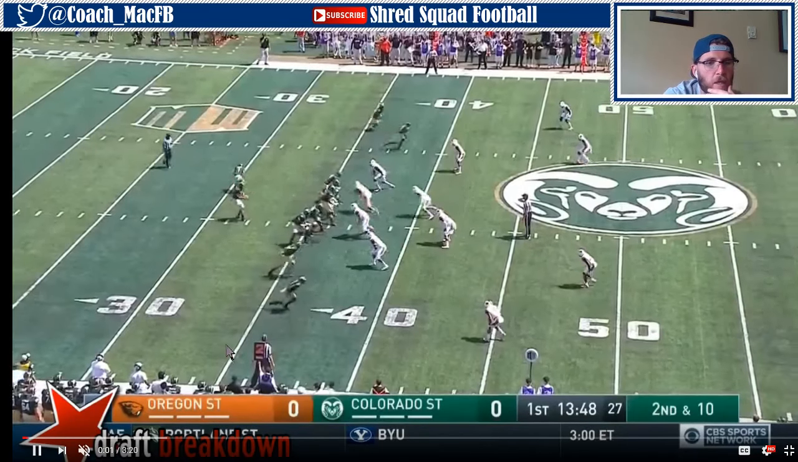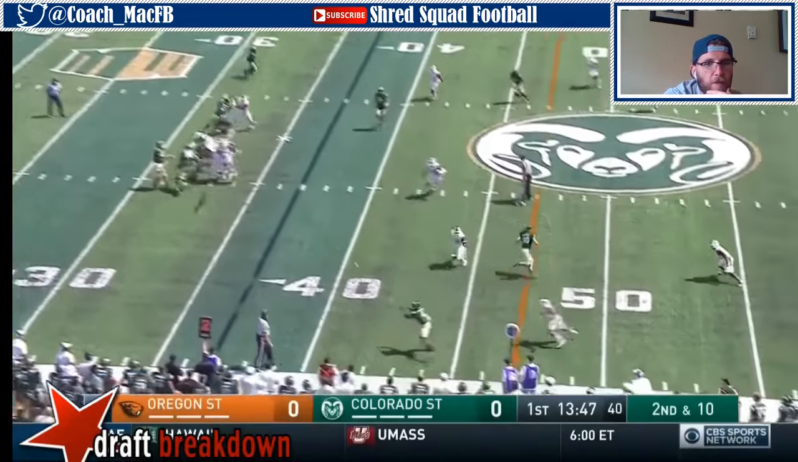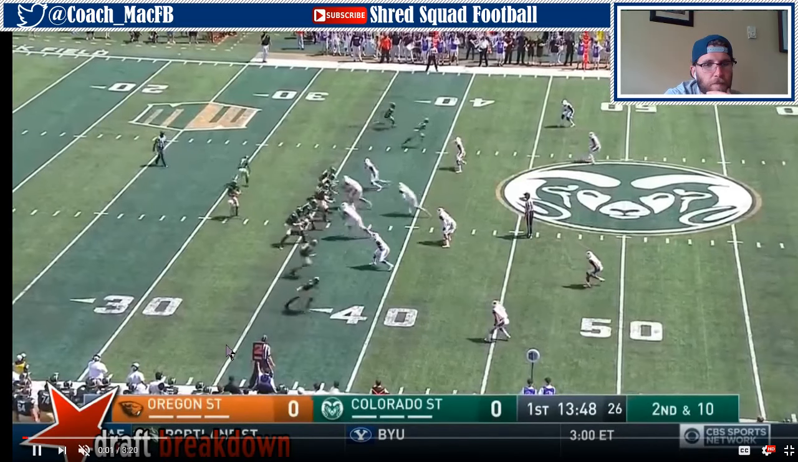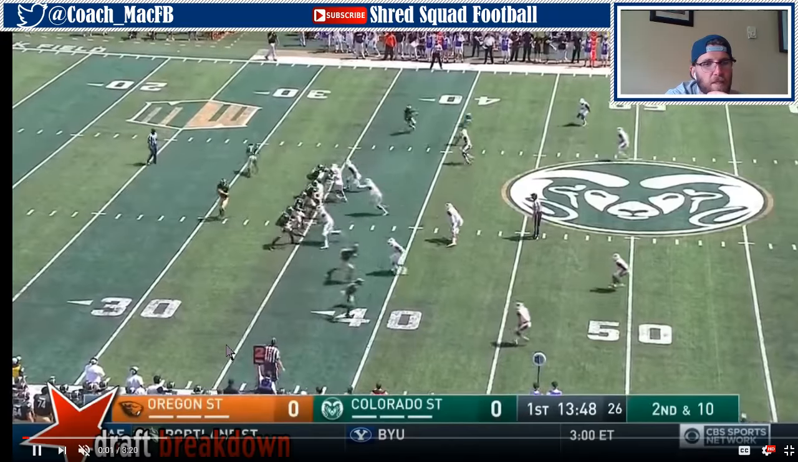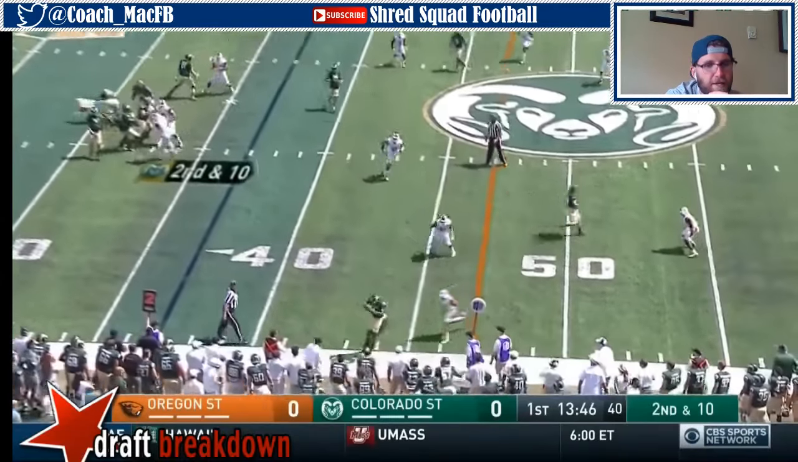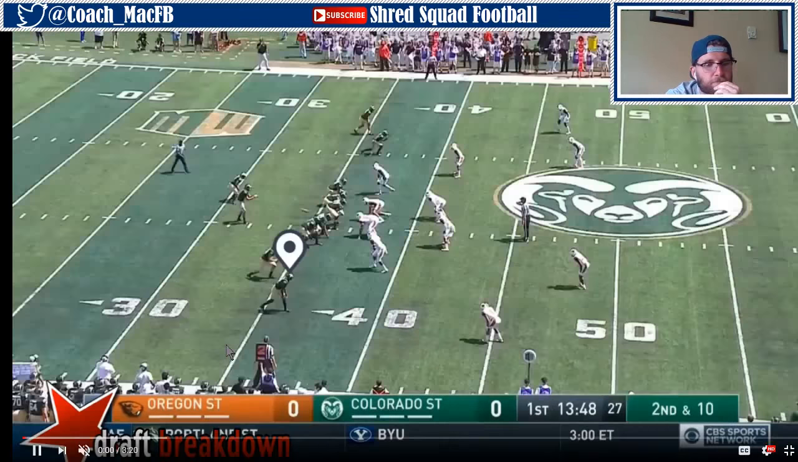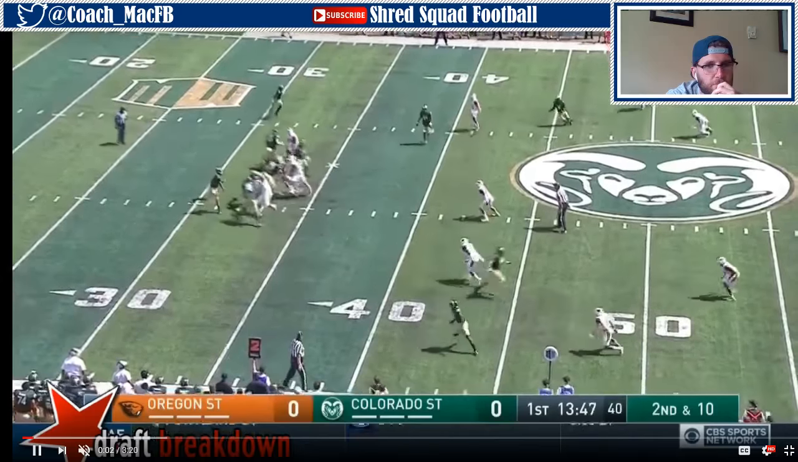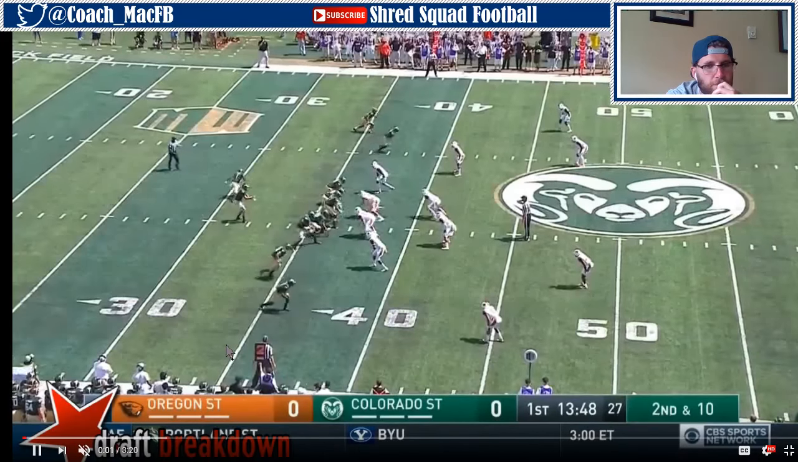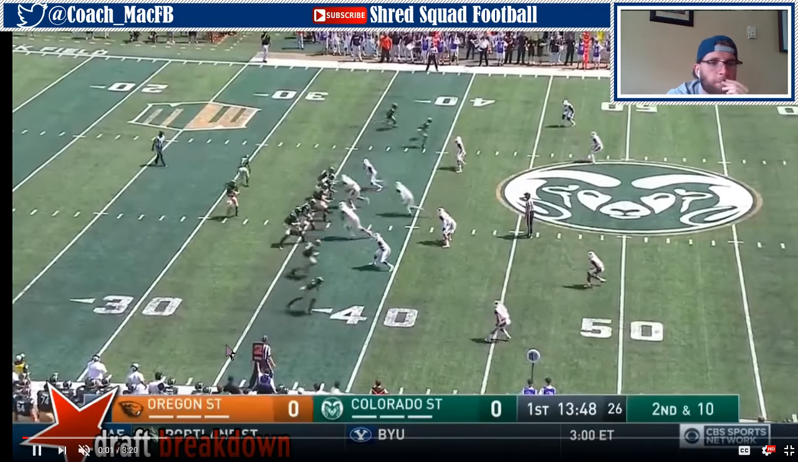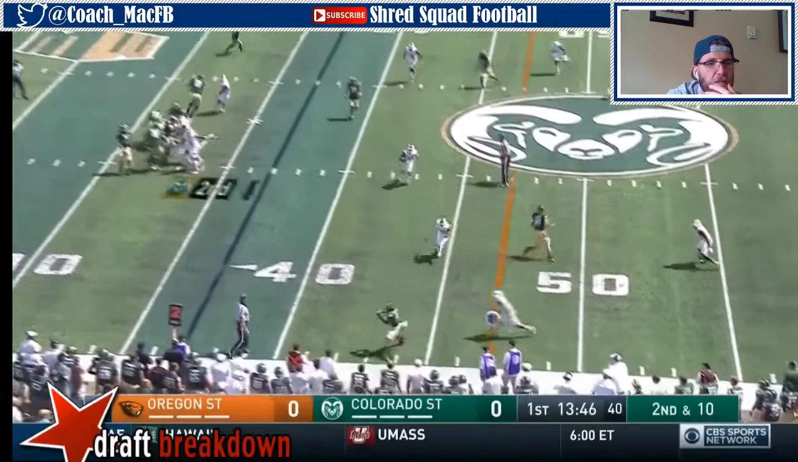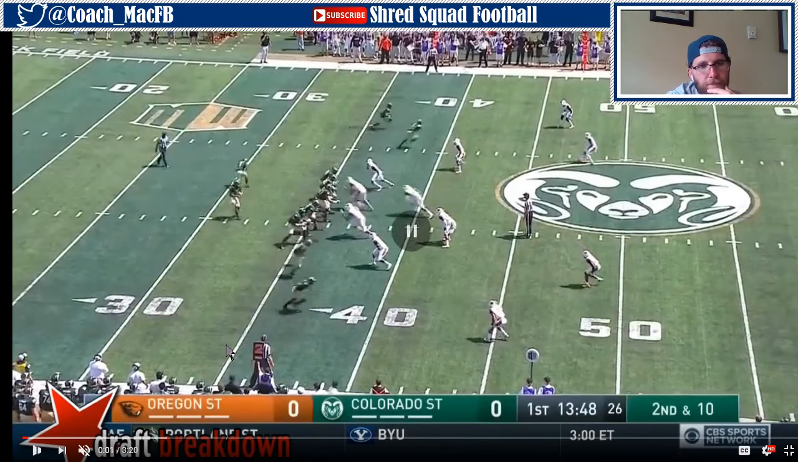Okay. And then the next one we're going to write down is quickness converting cuts. Okay. And then the last one is catching away from the body.